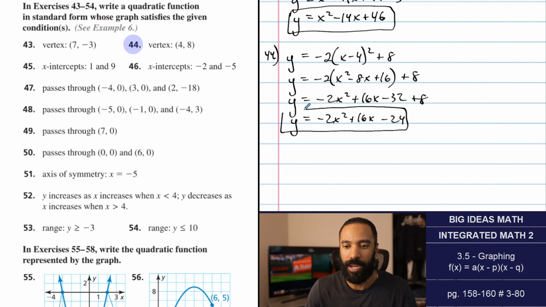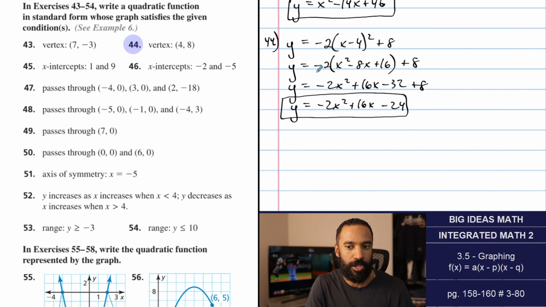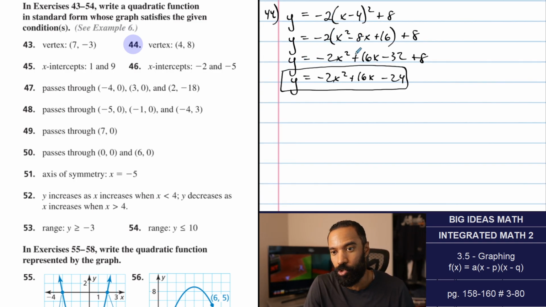So again, these are open-ended. If you're just following along with me, you'd have to choose your own numbers, really. If you choose mine, fine. But understand what you're doing with it if you want to try it on your own.